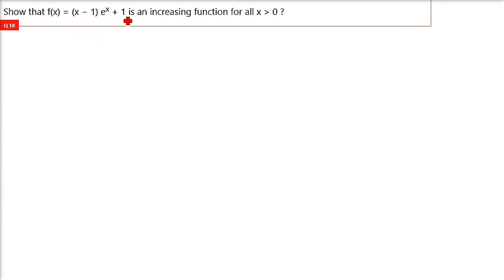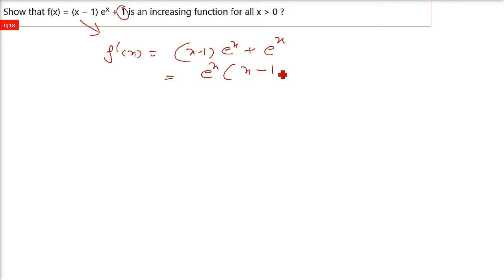Show that f(x) equals (x minus 1) e raised x plus 1 is an increasing function for all x greater than 0. Just find out f dash x. When you take f dash x, we'll follow the product rule. Differentiation of 1 is going to be 0, so just eliminate that. We have x minus 1 e raised x, then e raised x times the differentiation of x minus 1, which will be 1 only. So when you take e raised x common, it will be x minus 1 plus 1. So 1 gets cancelled. You will get x e raised x.